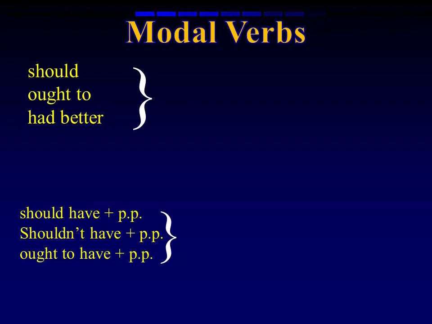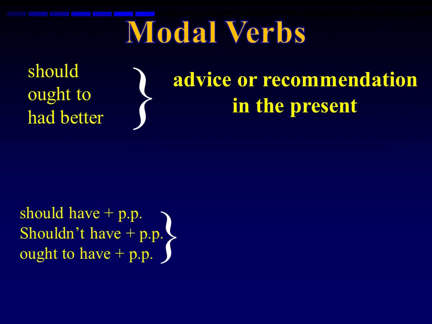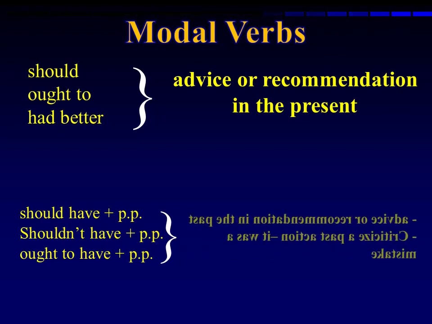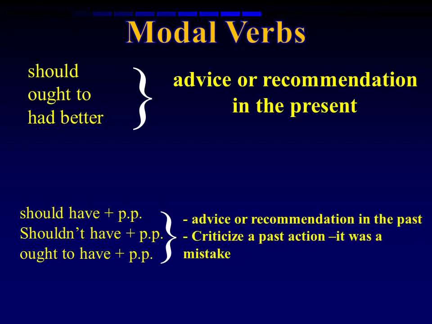What about should, ought to, and had better? We use should, ought to, had better for advice or recommendation in the present. What about if I want to talk about advice or recommendation also in the past, or I want to criticize a past action and I want to show that it was a mistake? I should use one from these words. Should have plus past participle, shouldn't have plus past participle, ought to have plus past participle. Okay, so the modal verbs that are followed by have plus past participle are in the past.